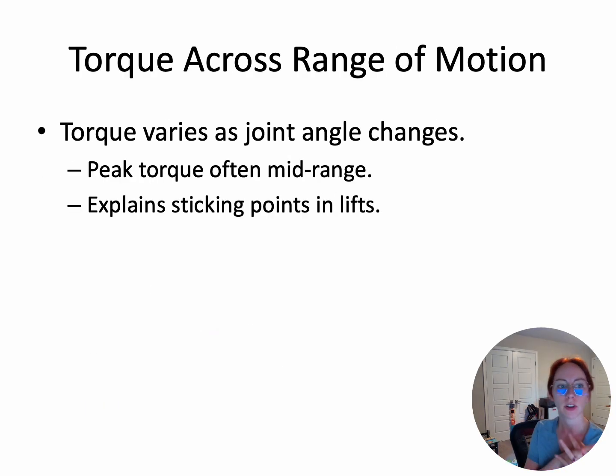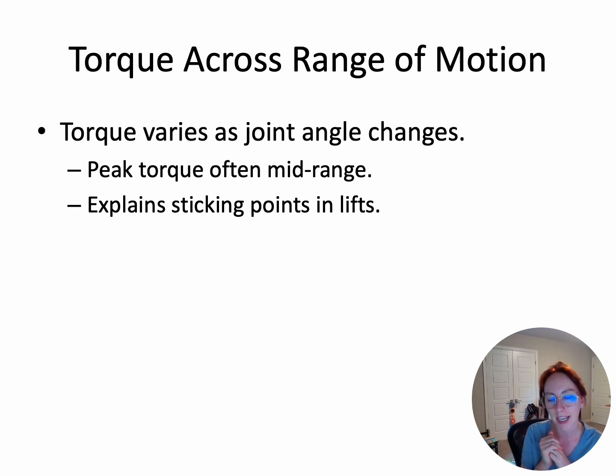All right, so going further into torque across the range of motion. As we've already gone over, torque varies based off the joint angle as that changes. Peak torque is generally about mid-range of a joint's motion, because the moment arm, the leverage at that position, creates the longest muscle fibers, and so they're at an optimal length to create more force.